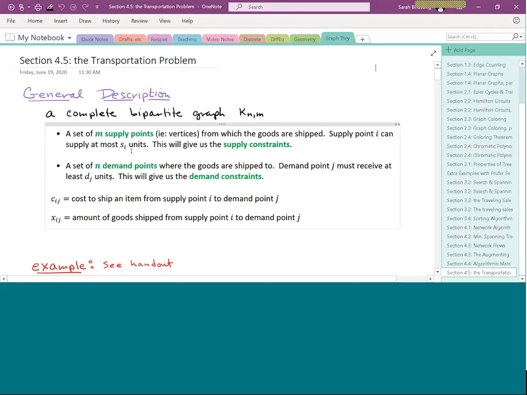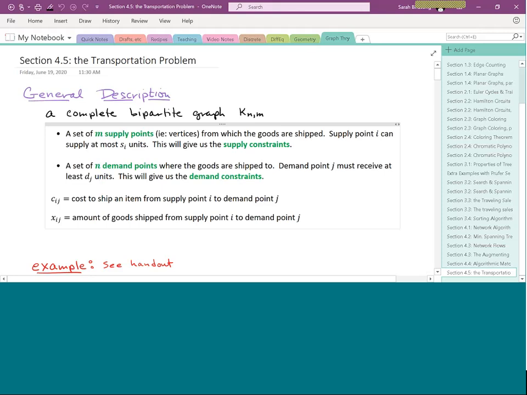We're also going to have a set of demand points where the goods are shipped to. Demand point J must receive at least that many units. And in terms of how your author puts it together, which is the slightly simpler version, we're actually going to create demand constraints here, and we're going to assume that we actually meet the demand in this case. In other words, that we actually get equations instead of inequalities.